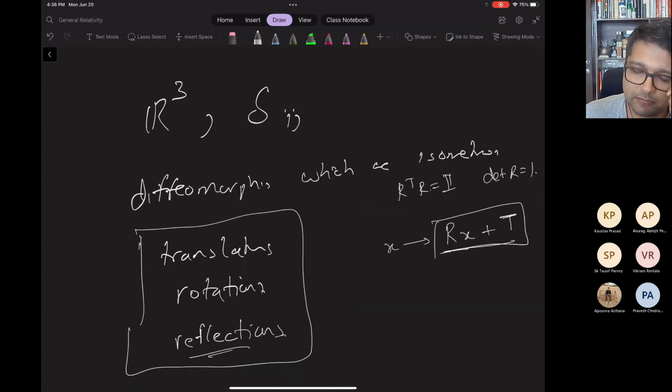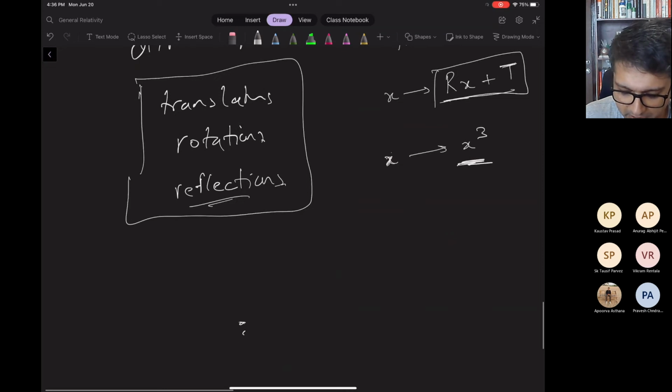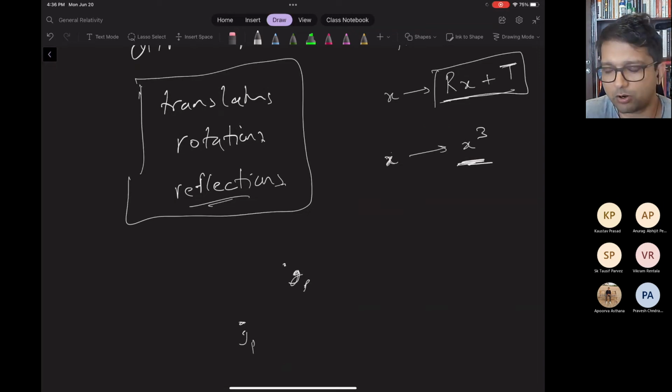But now if I do some kind of nonlinear transformation, like let's say x goes to x cubed, this is a diffeomorphism which will not preserve the metric. It's actually impossible to have all diffeomorphisms preserve the metric because the metric defines a structure in the manifold. Now every point is distinct from every other point, because each point has a particular metric associated with it. And it's not possible to make transformations on this manifold in such a way that the metric is preserved under all diffeomorphisms.